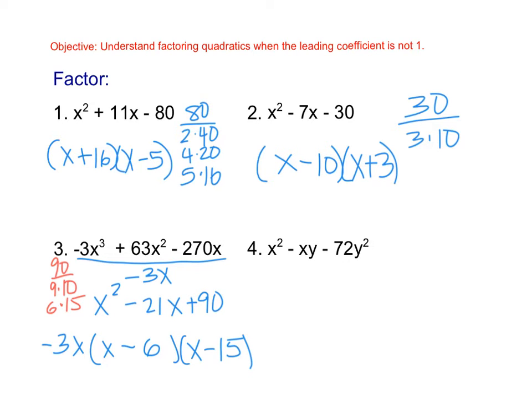And then this last one is a pretty easy one. Just remember it has x's and y's. So you're going to have x, y, x, y. And then this one we're multiplying to -72, combining to -1. So it's 8y minus 9y. Okay?